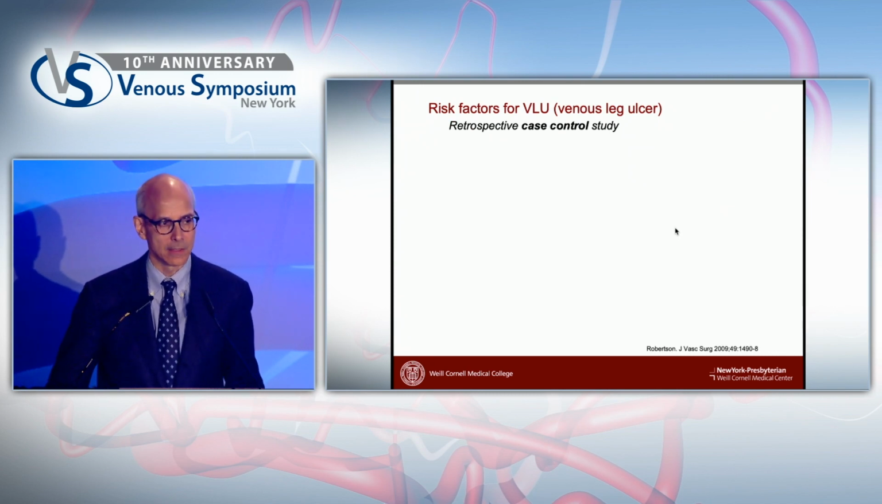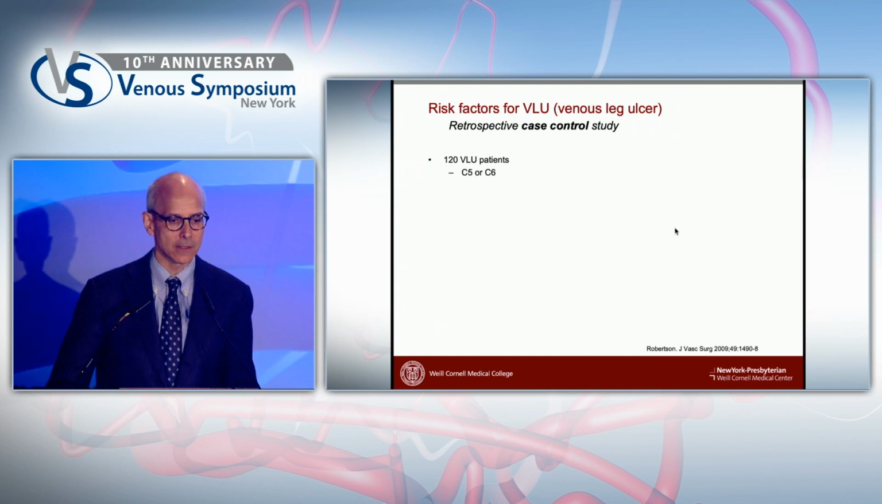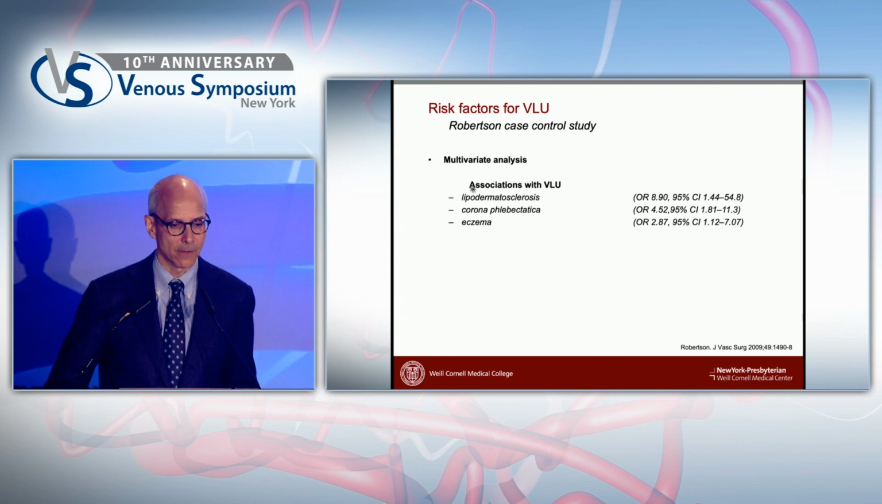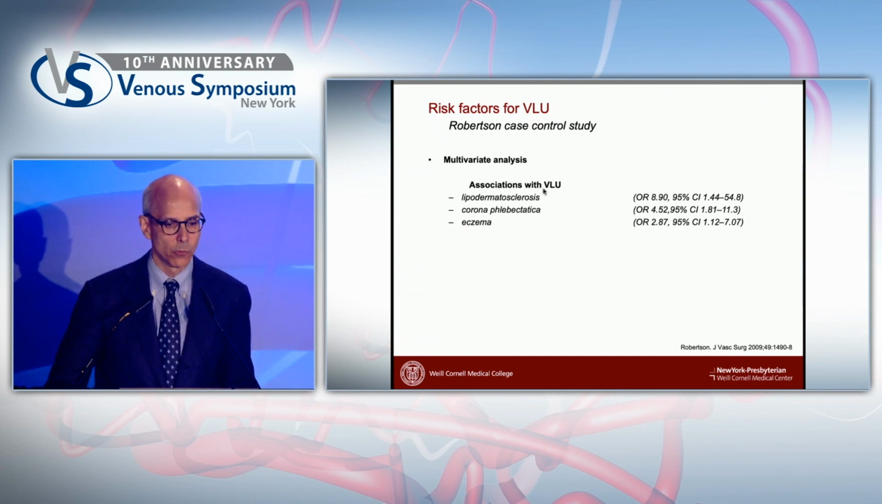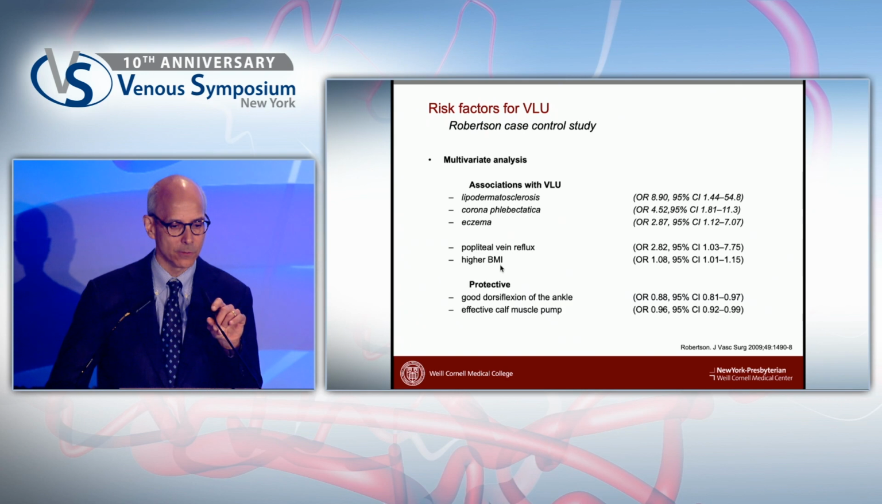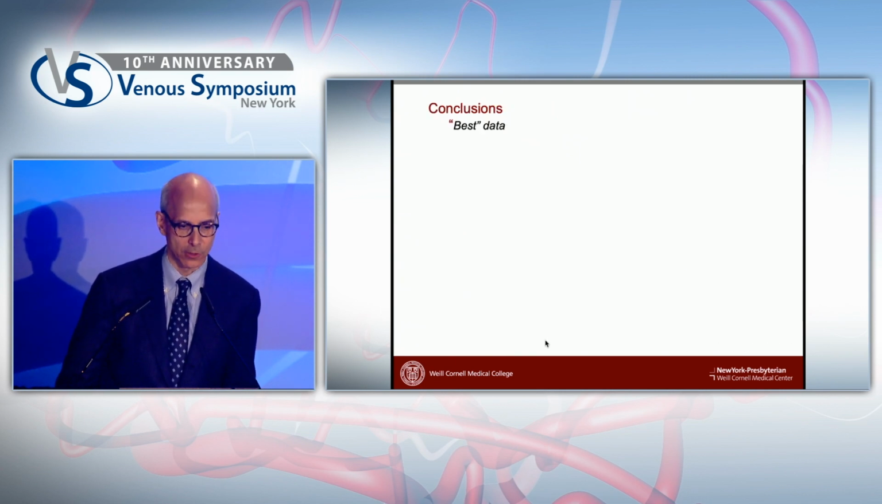From one of the investigators in the Edinburgh trial, a retrospective case control study of 120 patients who had ulcer compared to some matched patients who didn't have ulcer but did have C2 disease. What we saw in their multivariate analysis were some observations that included pre-existing skin injury of some sort associated with future development of venous leg ulcer. Deep vein reflux and higher BMI were also associated, and what were considered protective, and this goes along with what we had discussed yesterday, were good pump muscle function metrics.